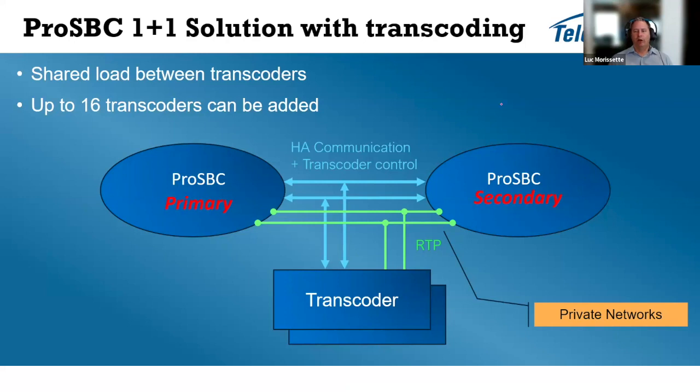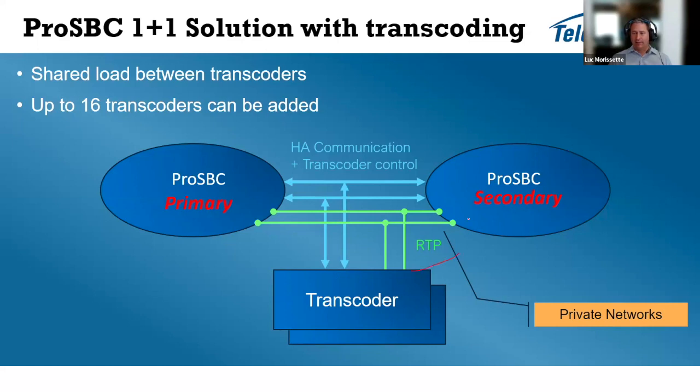When you have your ProSBC 1+1 configuration like this here, you have your HA communication path that is enabled, and it will use the same paths to connect to the transcoding devices. So there will be communication between the SBCs and also from the SBCs to the transcoding device, to allow the configuration of that device. There is also a separate path for RTP. Okay, so if there needs to be transcoding, it will use this RTP path to transcode the media stream.